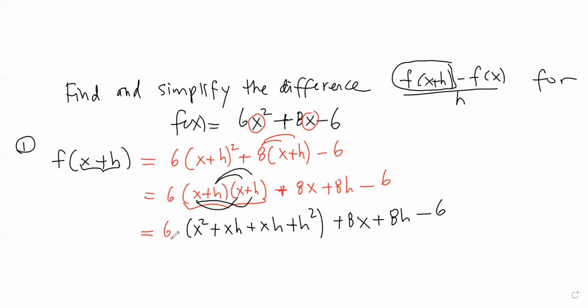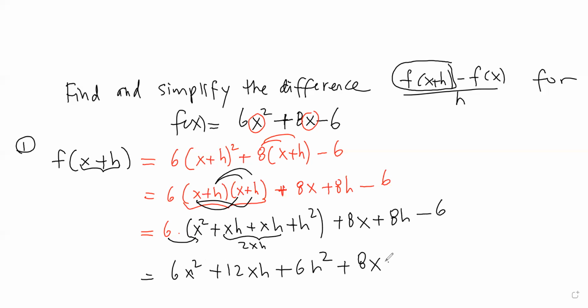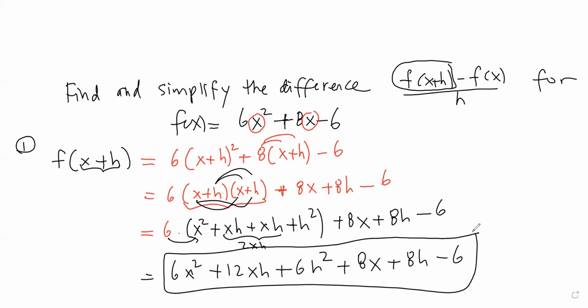Now I'm going to distribute the 6, right? So go ahead and distribute the 6 to each of them, which will be 6x squared. And here you have 2xh, so 6 times 2 is going to be 12xh. And then 6 times h squared is that, plus 8x plus 8h minus 6. So all of this is going to be f of x plus h.